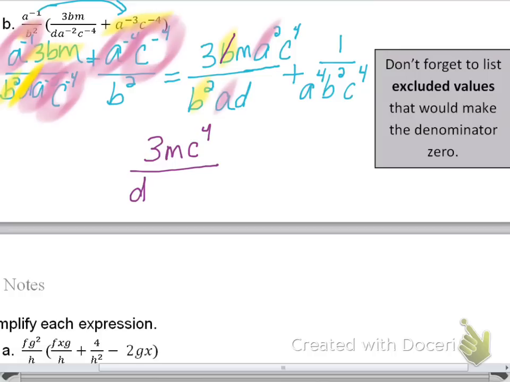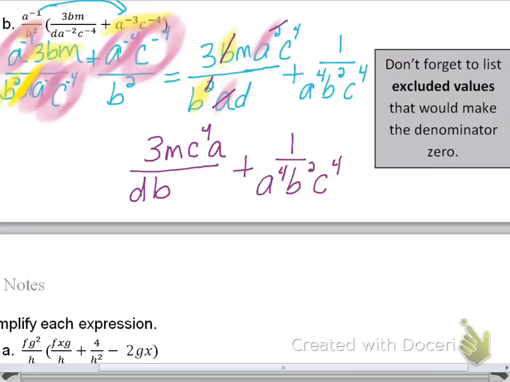This 1b is going to cancel out one of these b's and just leave 1 on the bottom. And then this 1a is going to cancel out one of these a's. So that will leave an a on the top. So we have 3m c to the fourth a on the top and db on the bottom. Now you could rewrite those in alphabetical order, but it's not super important. And then the next term is 1 over a to the fourth, b to the second, c to the fourth.